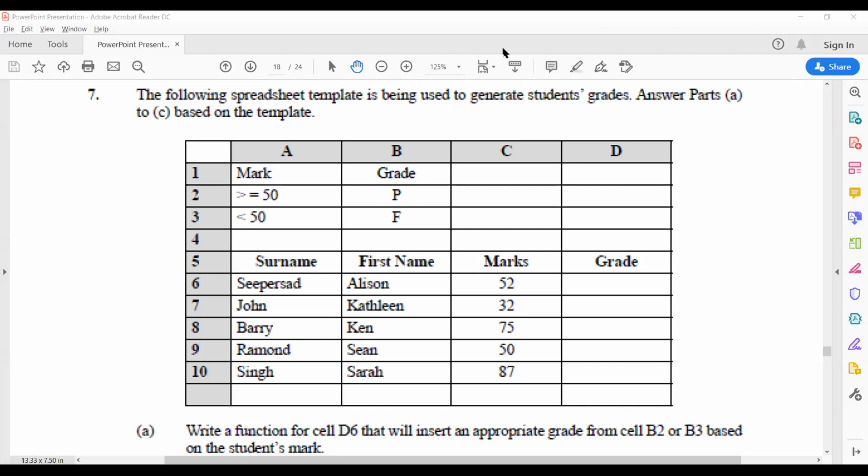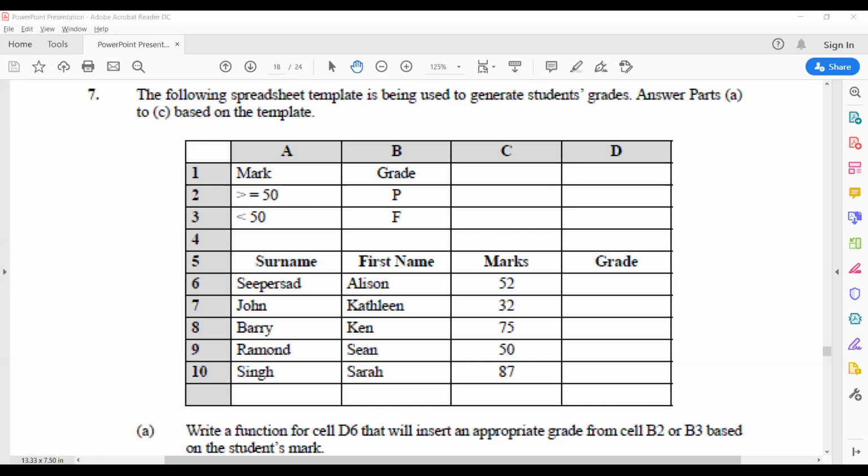Okay, I see some answers coming in there. All right, everybody had a chance to look at it. Let's give it a try now. All right, so the question is, write a function for cell D6 that will insert an appropriate grade from cell B2 or B3 based on the student's mark.